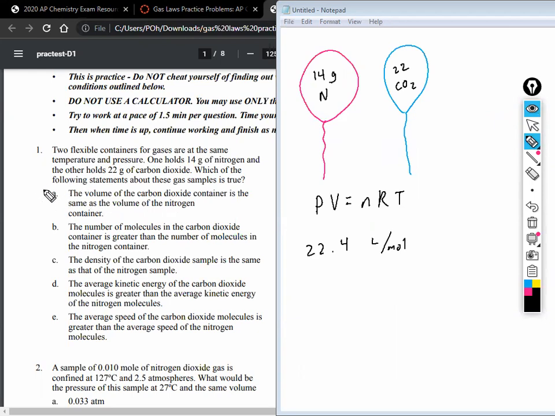Okay, so this option right here says the volume of the CO2 container is the same as the volume of the nitrogen container. Okay, so let's test that to see if it's true. So between these two equations, what do you guys think is going to be the better equation to use in order to test answer number A? You guys think it's the ideal gas law or this second conversion right here? So let's look at the ideal gas law.